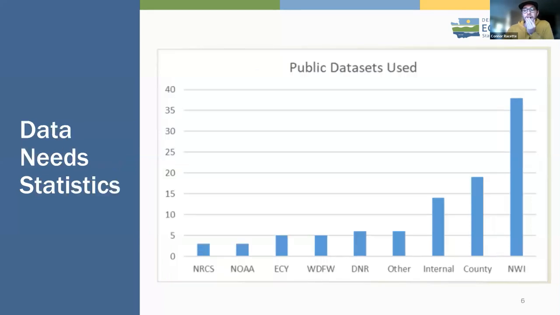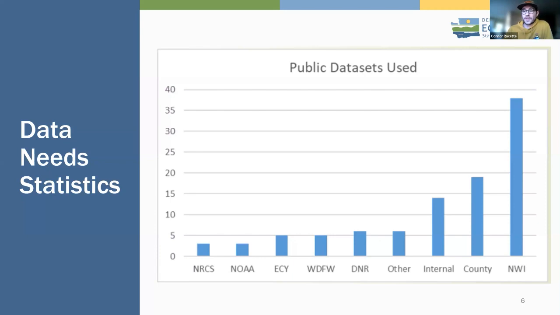So moving on, when we look at the data sets that are currently publicly available and the distribution of participants that use them, the National Wetland Inventory was stated as the data set that was most relied upon by all users. 38 participants, or 63% of those who took the survey, rely on NWI.